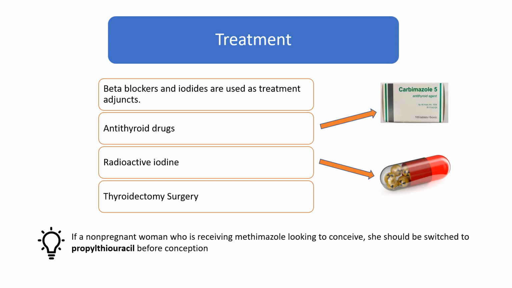And if you want to go for thyroidectomy, that is removal of the thyroid gland surgery, you have to do it in euthyroid state. That means the T3 and T4 hormones are reaching the normal values. If a non-pregnant woman who is taking methimazole in hyperthyroid condition, she should be switching it to propylthiouracil before conception.